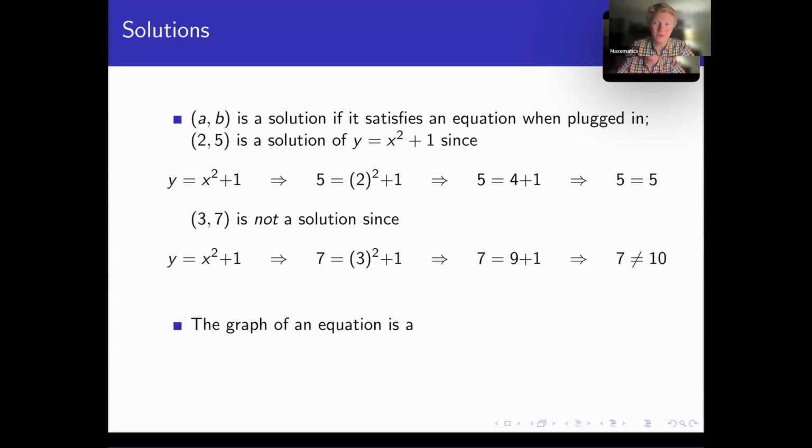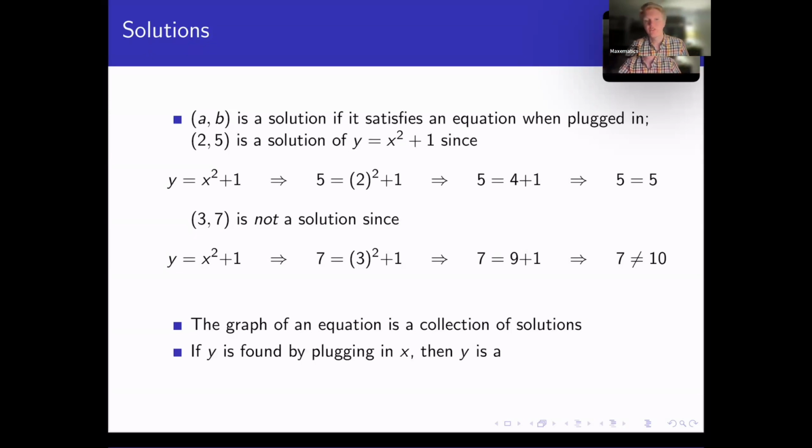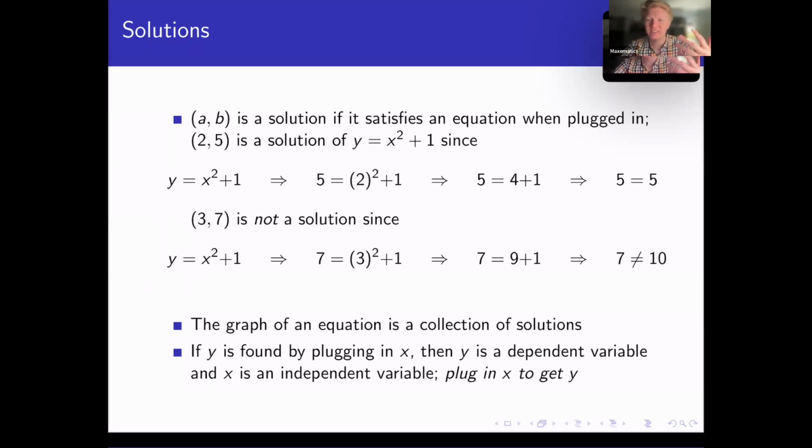So the graph of an equation in general is actually a collection of solutions. We rarely ever think about it that way. We kind of think about them as individual points that we connect. But in all actuality, the graph of an equation is actually all the solutions associated with that equation. So just some terminology here. If y is found by plugging in x, then we say y is the dependent variable and x is the independent variable. Or in other words, what we're doing in most cases, plug in x to get some y.